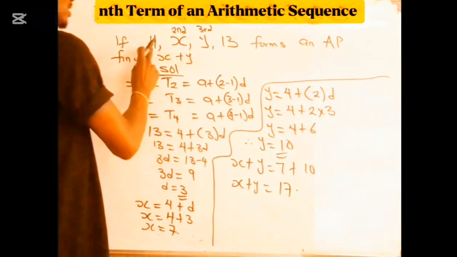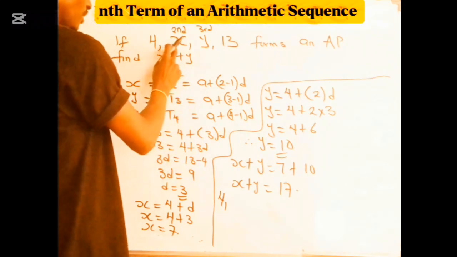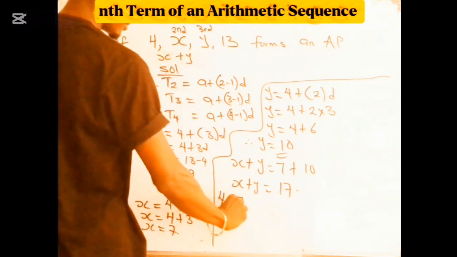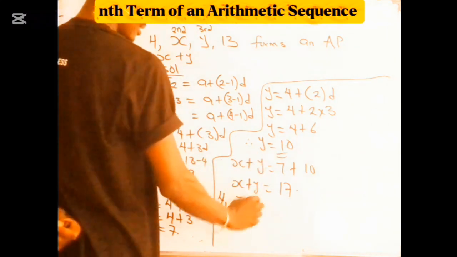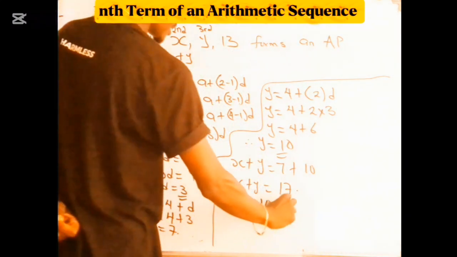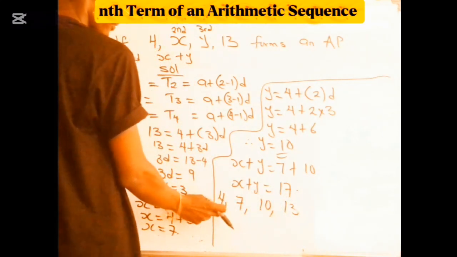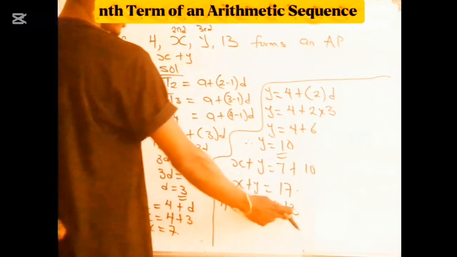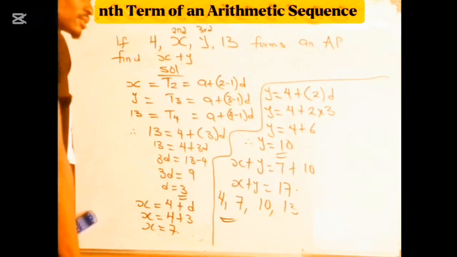Now let's see. If the first term is 4, the second term, which is x, is 7. The third term, which is y, is 10. The fourth term is 13. Is the common difference the same? 7 minus 4, 3. 10 minus 7, 3. 13 minus 10, 3. Correct.